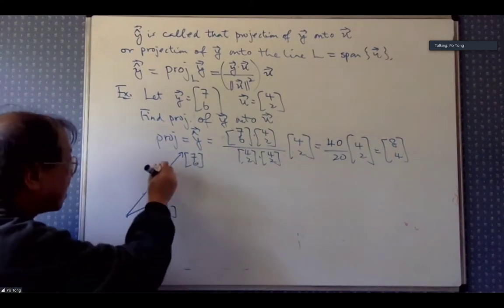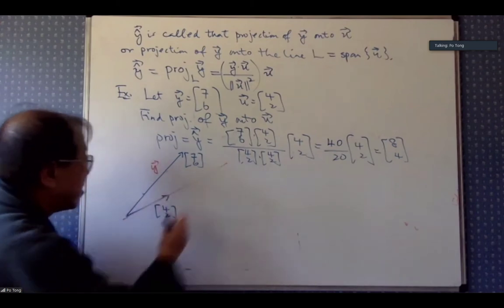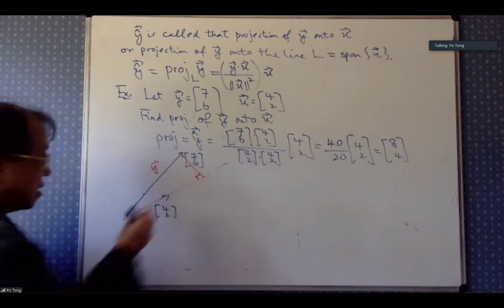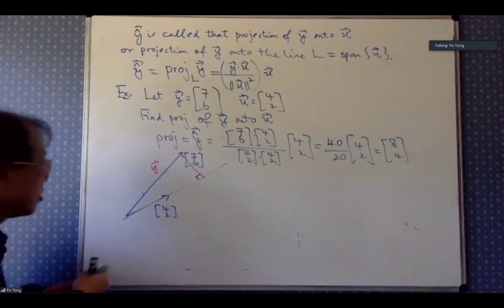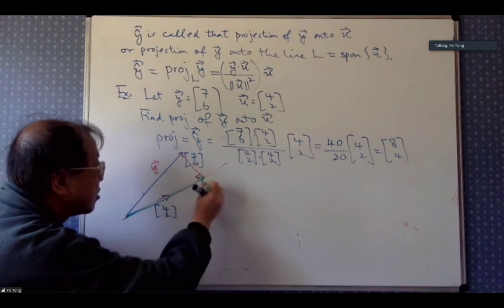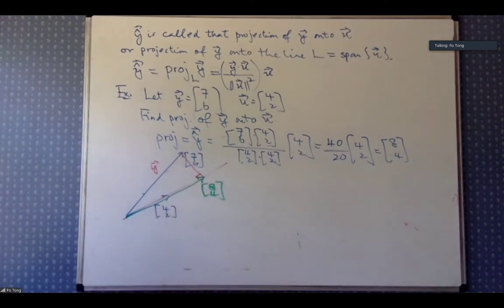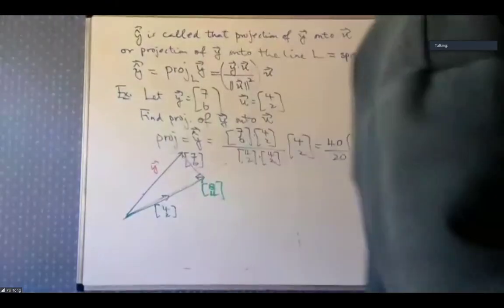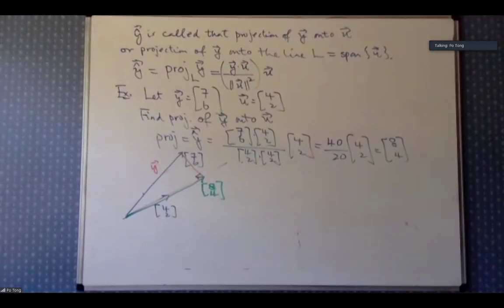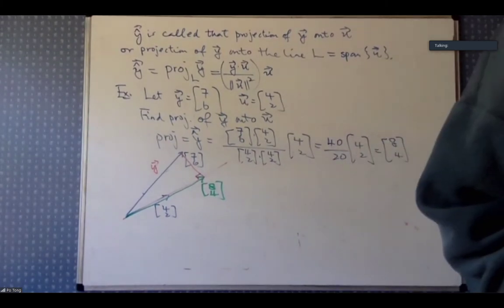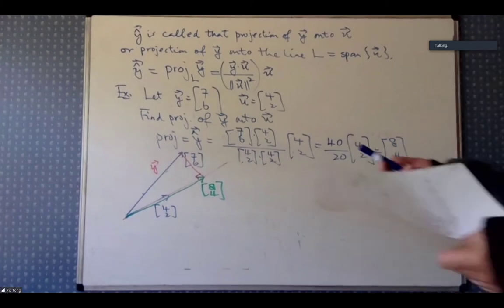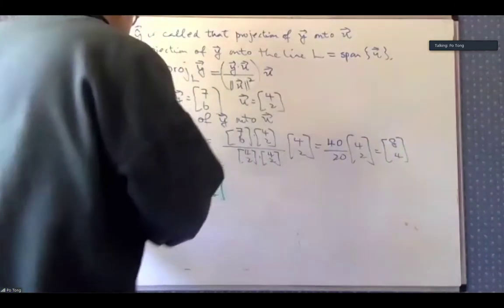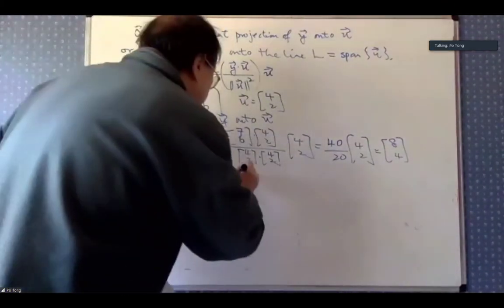So this is what happened. You're projecting this guy, this is my y, onto this line. You draw a perpendicular, okay? And then the answer is going to be this green thing, which is 8, 4. Is it okay? Is it all right? It's good. Sorry, I had a little bit of a brain freeze earlier about drawing that picture. This is part A.